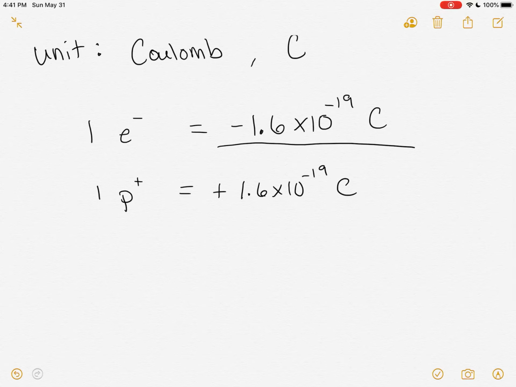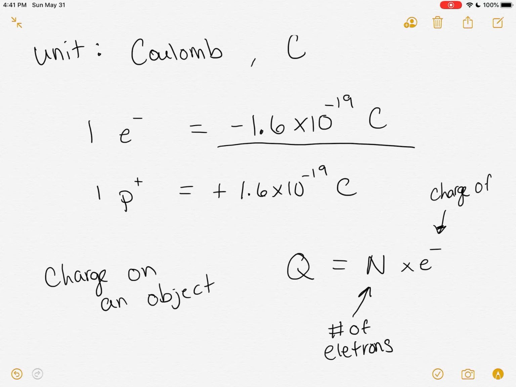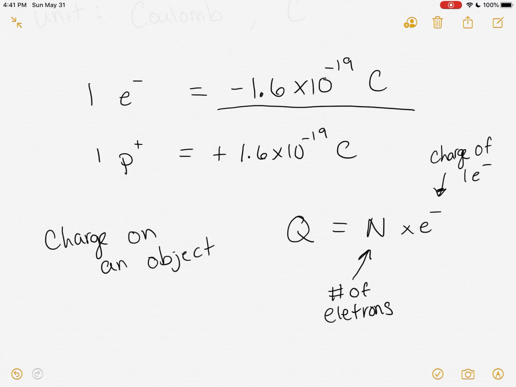Now, if we want to calculate the charge on an object, Q is equal to N times the charge of our electron. And so N is going to be the number of electrons there are, and the e minus is the charge of one electron. So that's our constant value.